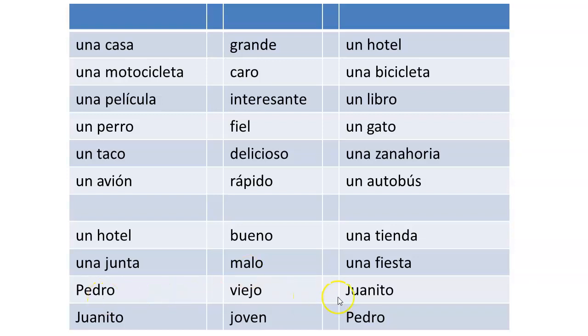We're going to compare the age of Pedro and Juanito. So Pedro is older than Juanito. Pedro es mayor que Juanito. Now let's do the opposite. Juanito is younger than Pedro. Juanito es menor que Pedro.